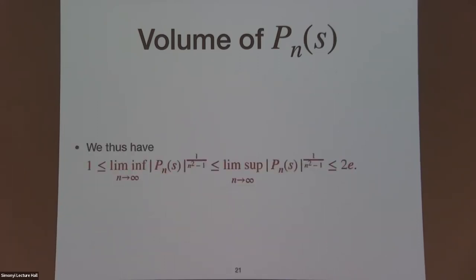So we thus have both a lower bound on the liminf of Pn of S to the 1 by n squared minus 1 and an upper bound on the limsup of Pn of S to the 1 by n squared minus 1.